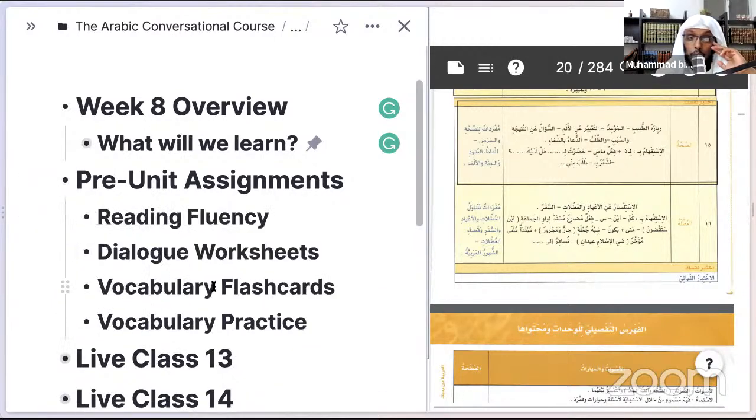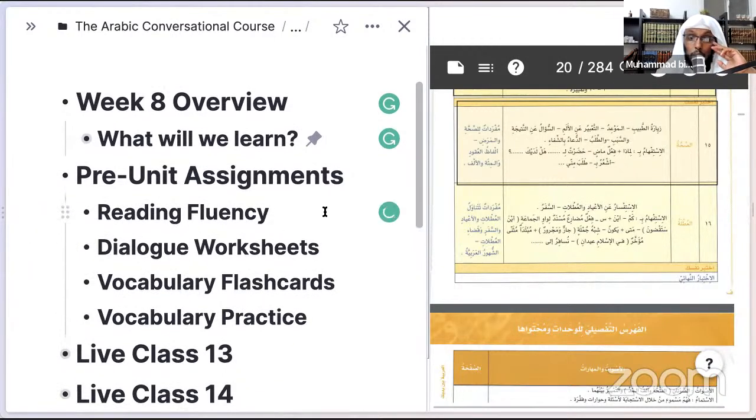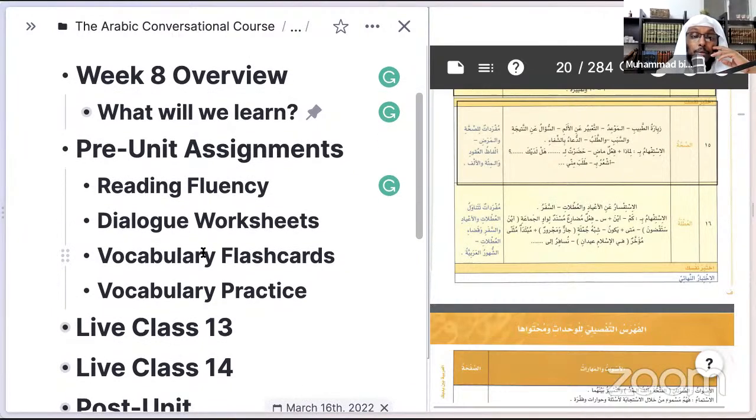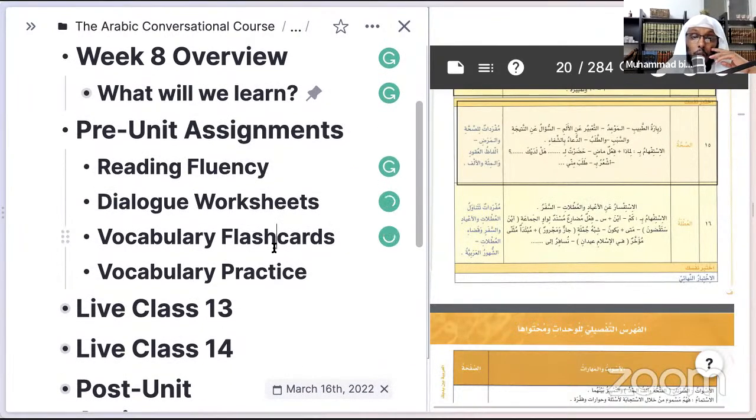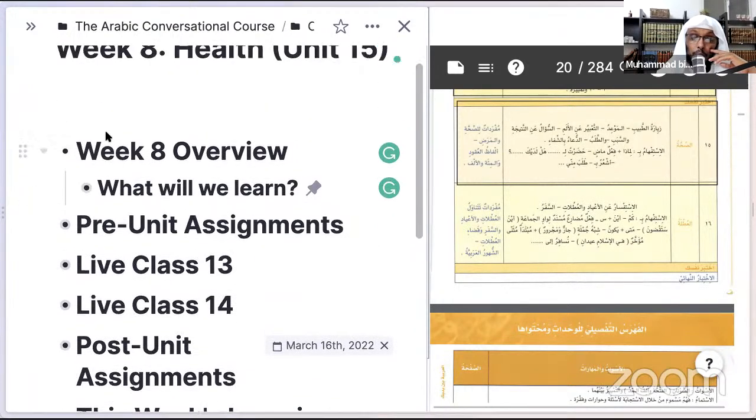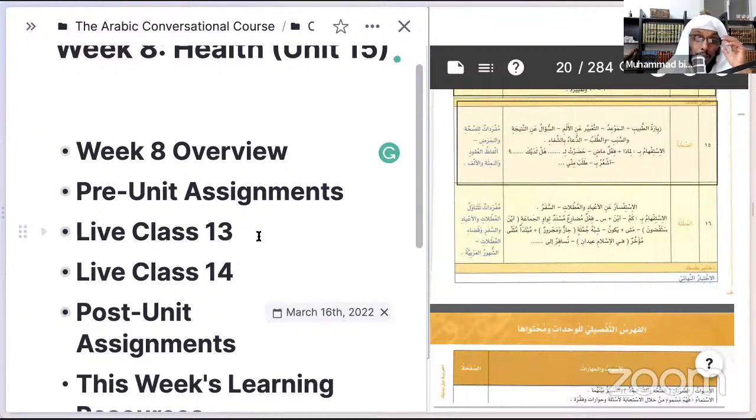Right. The pre-unit assignments have been posted. Obviously, you should always practice your reading fluency before class. You can use the dialogue worksheets if you want, or you can just use the book if you have a physical copy, along with the audio. All these books, they come with CDs normally, or you can find the audio on the website, Arabic for All. They got a whole section with all the audios for the book that you can download. We've posted dialogue worksheets, dialogue flashcards, and vocabulary practice. Okay, so I assume that you've done that. If not, make sure you do it ASAP.